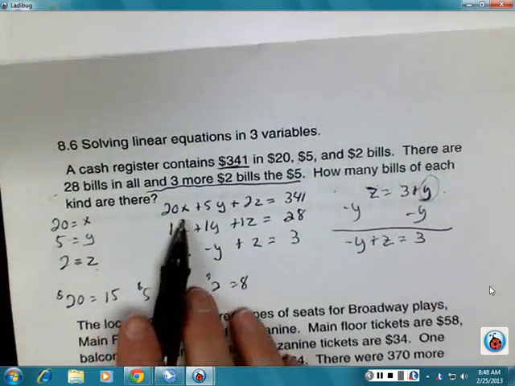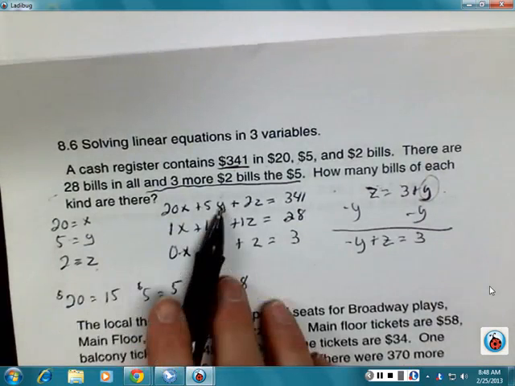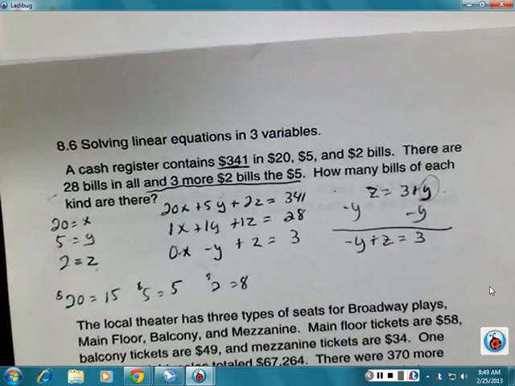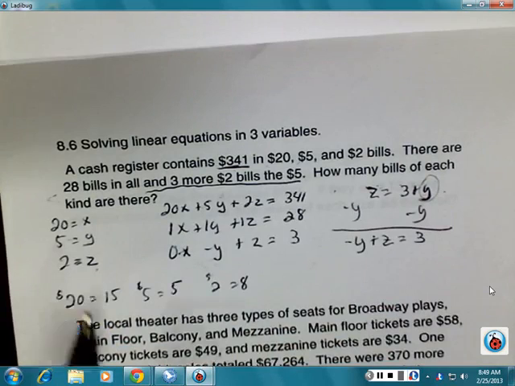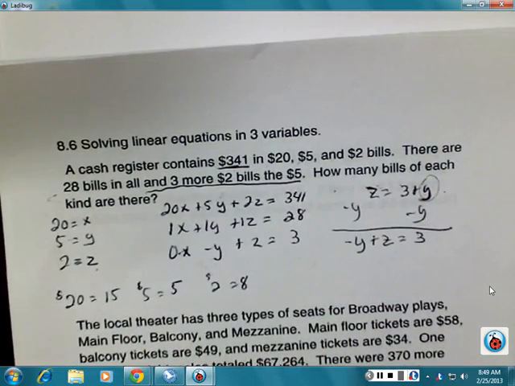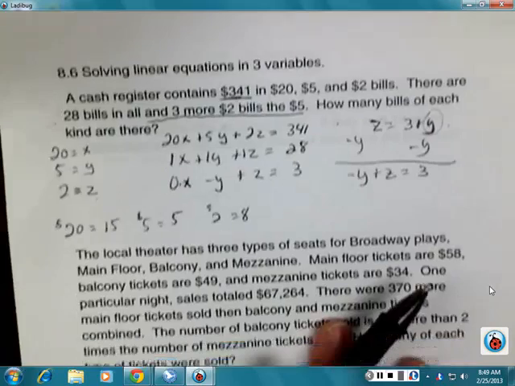So 20 times 15, 5 times 5, and 8 times 2 should give me 341 if I did everything correctly. Okay? Double check, because if you entered something wrong, I would show you. Another thing that would show you did something wrong here is if you ever came up with a negative number for your answer at the tail end. You won't have any negatives in there. Okay. The next story problem.